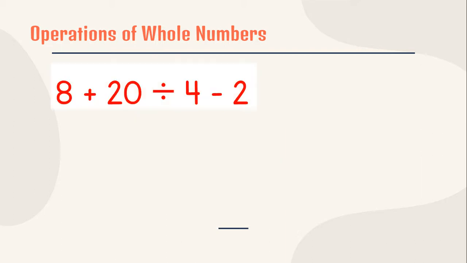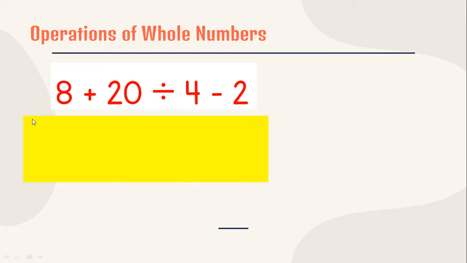Let's find it out. Now, in this operation of whole numbers, we cannot just do the operation. We cannot just count it from the left to the right as usual. For example, you count it like this: 8 plus 20 divided by 4 minus 2. It cannot be like 8 plus 20, 28, divided by 4, 7, minus 2, 5. So, that way is wrong.